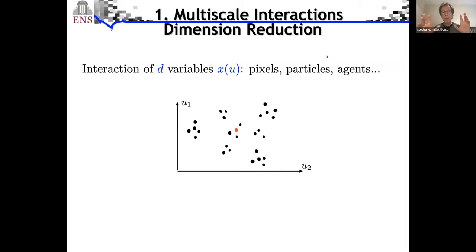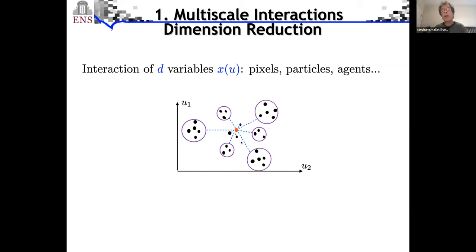So let me begin with the first idea, scale separation. Why does it help you to do dimensionality reduction? So suppose that you have D variables. You can think of them as being pixels of an image, particles in a physical field, or agents which are interacting, for example, in a social network. You're going to have very strong interactions with the neighbor pixels, agents or particles. Then with the more far away ones, you are still going to have an interaction, but you can summarize the interaction by looking at the field created by the set of all these other particles on the central one.